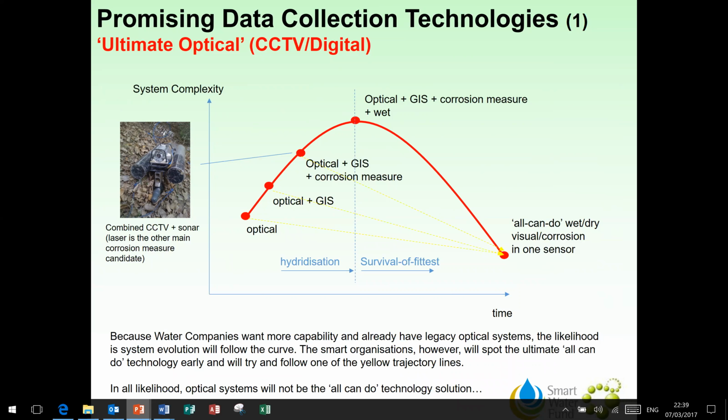Sonar, laser, for example, which will enhance its capability and its ability to pick up things like corrosion on the inside of the pipe. And then the ultimate, over on the right-hand side, is where the system gets simpler again, and a lot of that capability gets integrated into one solution. So that was the basic technology itself, again sticking with digital and an optical image.